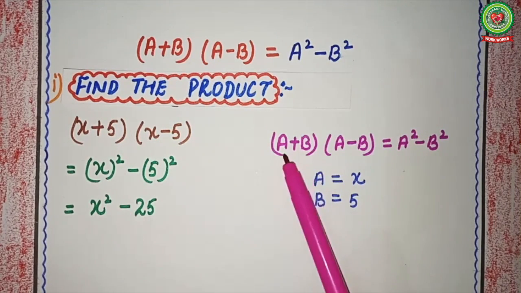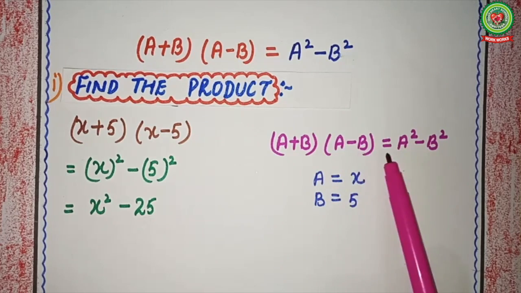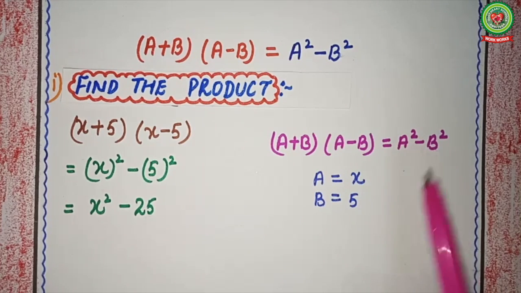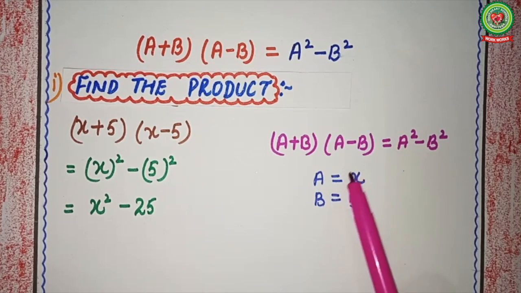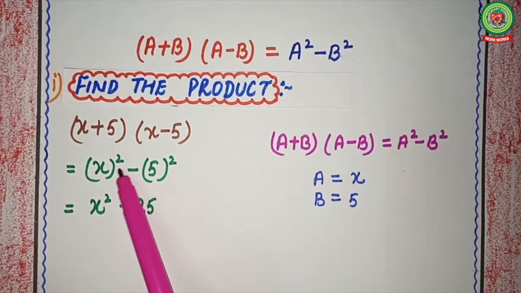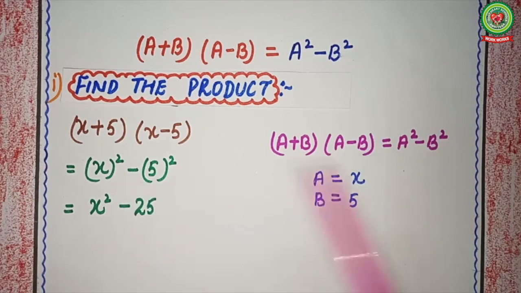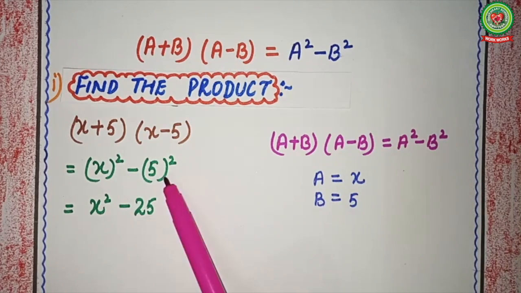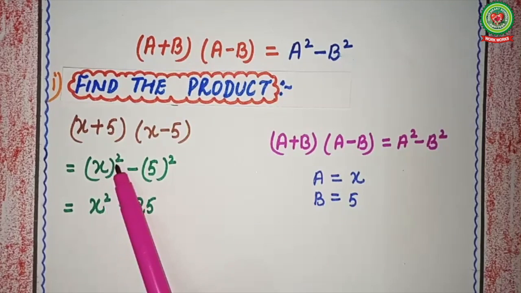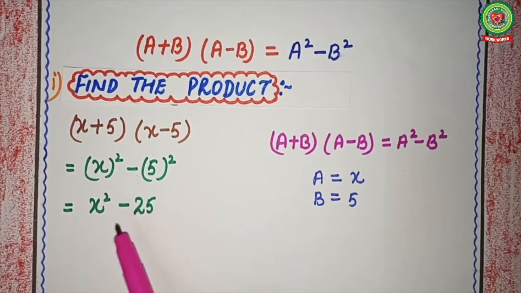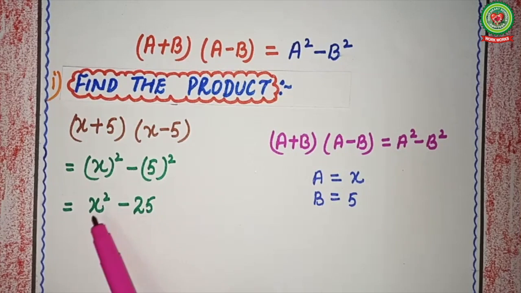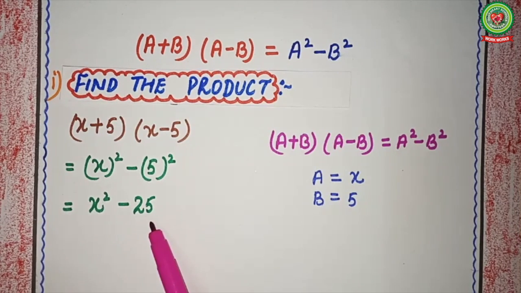So the formula is (a plus b) into (a minus b) is equal to a square minus b square. So a square means x square, so we will write here x square. Minus means minus. b square means 5 square. Now the square of x will be x square, minus will be minus, and the square of 5 will be 25. So the answer will be x square minus 25. Now let's move to the next example.